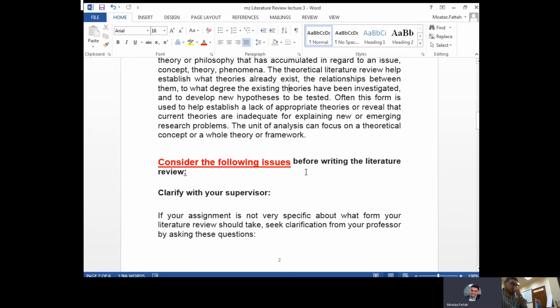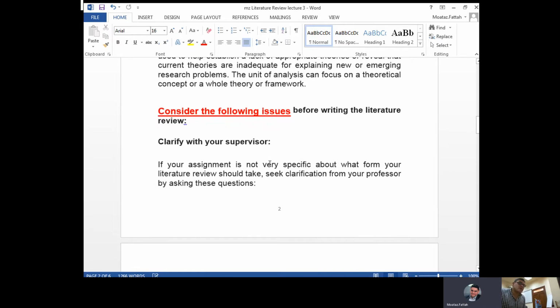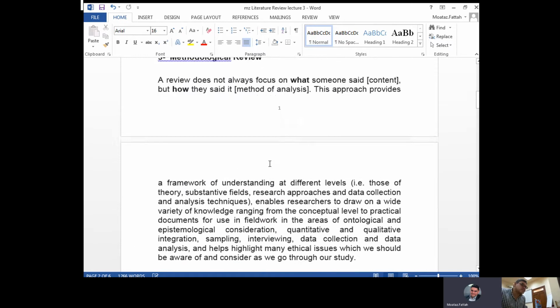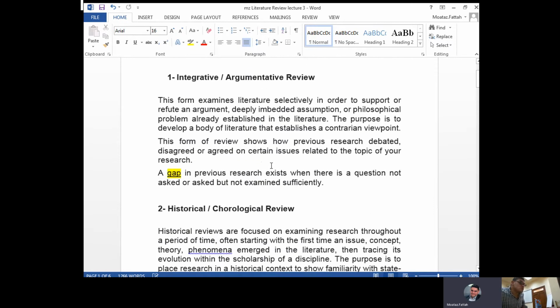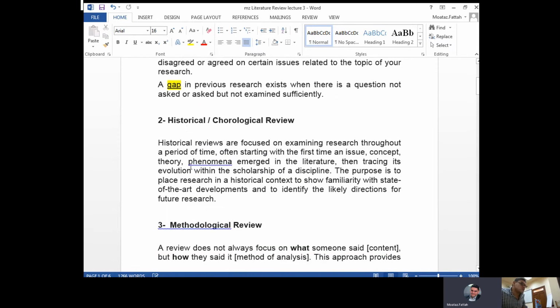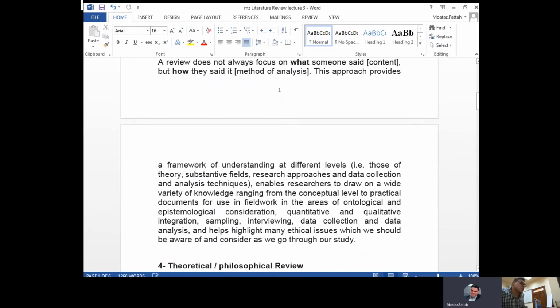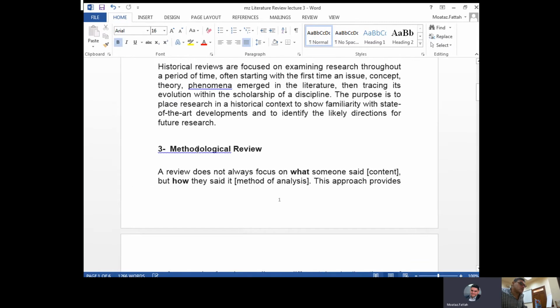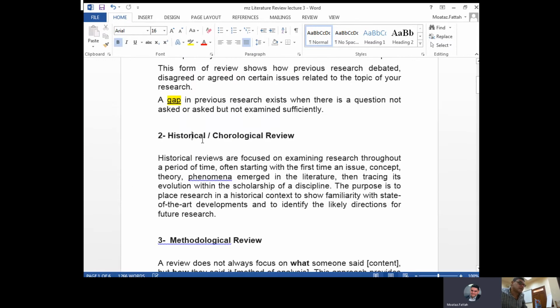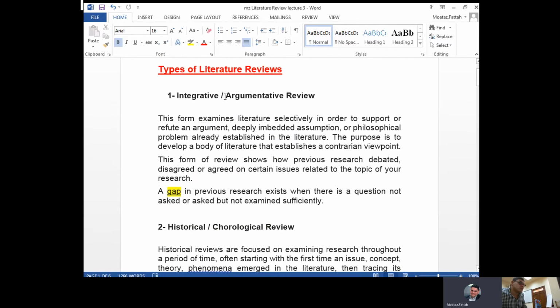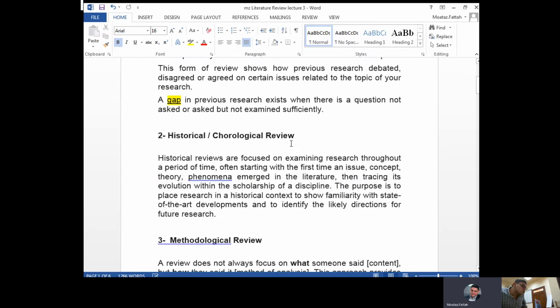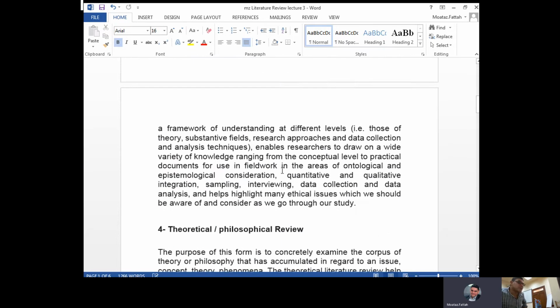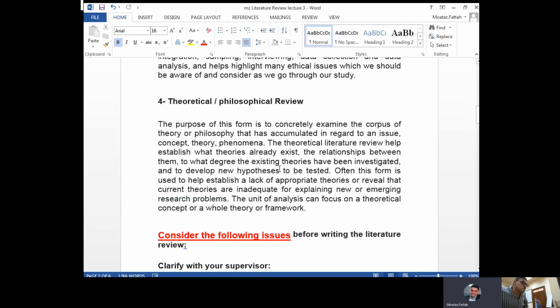Before writing the literature review, consider the following. These are just the four. Can I use more than one? Of course, you can do more than one. It depends on what kind of topic you are dealing with. You can use theoretical along with methodological. You can use historical review along with integrative argumentative review. Of course, you can do nothing wrong with that, but you need to be aware of what you are doing.